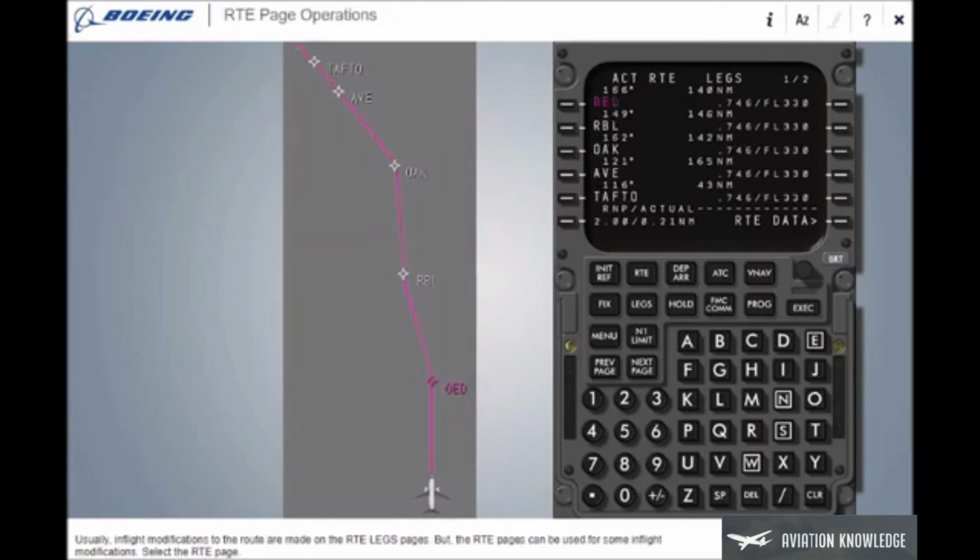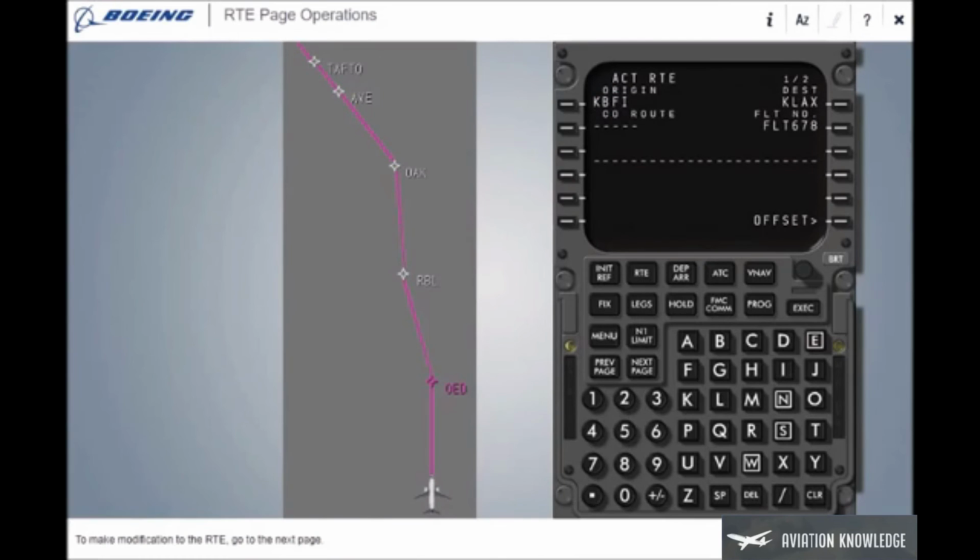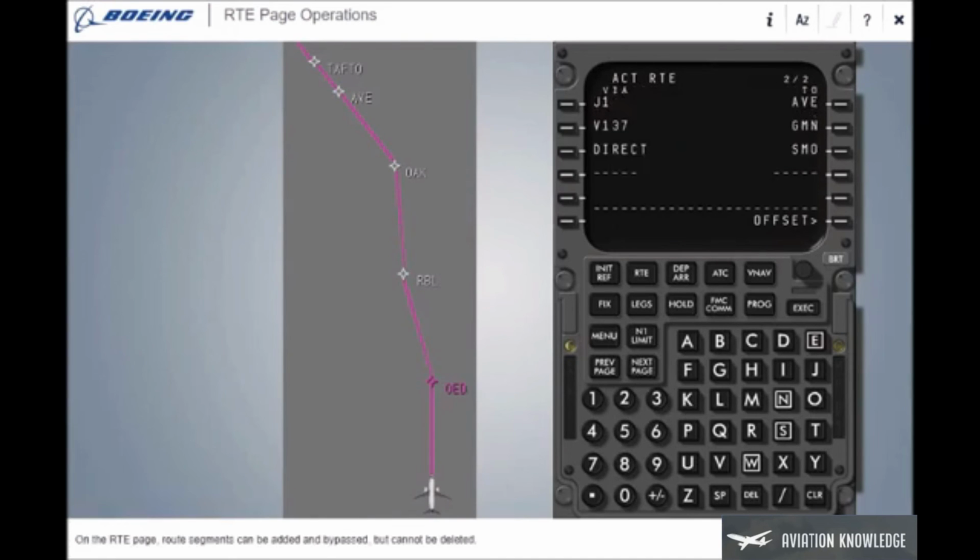Usually, in-flight modifications to the route are made on the route legs pages, but the route pages can be used for some in-flight modifications. Select the route page. To make modification to the route, go to the next page. On the route page, route segments can be added and bypassed, but cannot be deleted. To add this route segment, put Lakeview on top of Avenal in the first two lines.